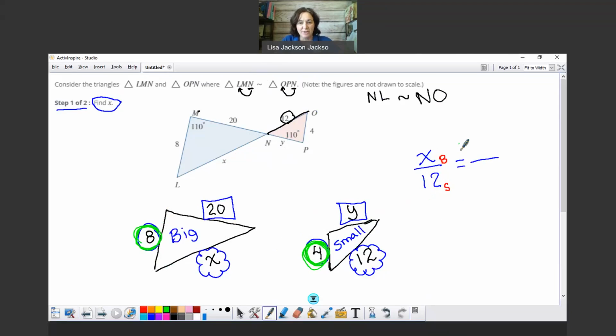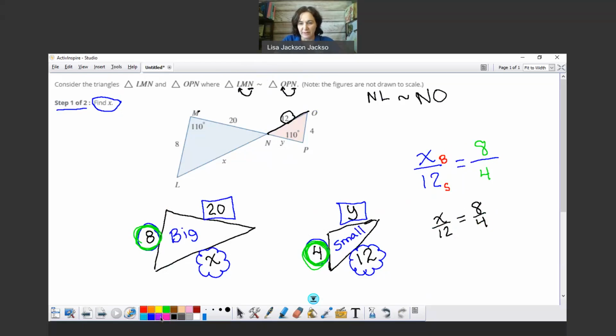Now, the way I chose to set this up, I put the side from the big triangle on top. Once I do that, I have to always put the sides from the big triangle on top, which means I'm going to put an 8 right here. And its matching side from the small, 4. I put the side from the small on the bottom before, and I'm doing it now. All right, we've got that all set up. We have X over 12 equals 8 over 4.